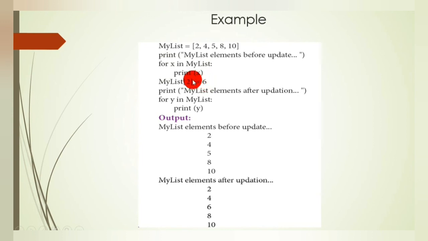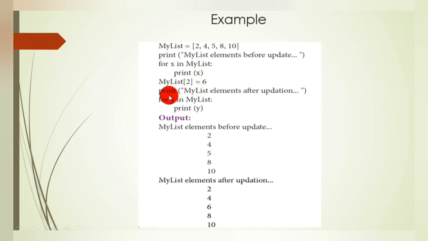Now we are going to change the element at index 2. In index 2, what element is present? 0, 1, 2. In index 2, 5 is present already. Now I want to change this element. Instead of 5, I want to change it to 6. So I will specify the list name, my list, within square brackets I specify the index value, the index value is 2, equal to 6. Now I assign the value 6 to this index.